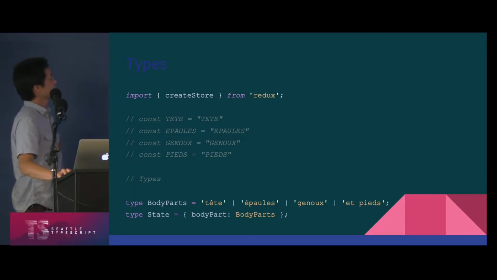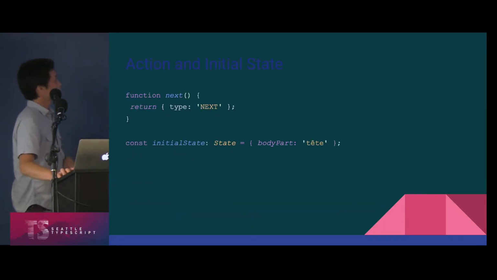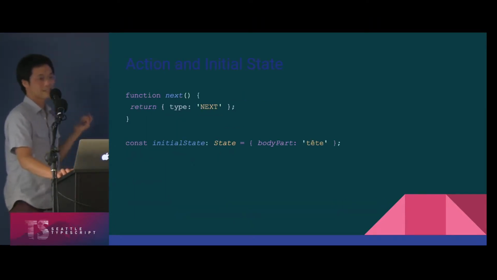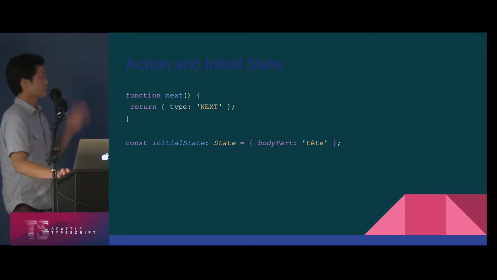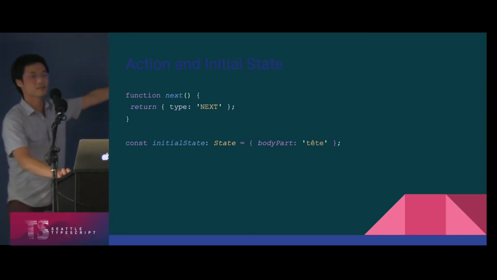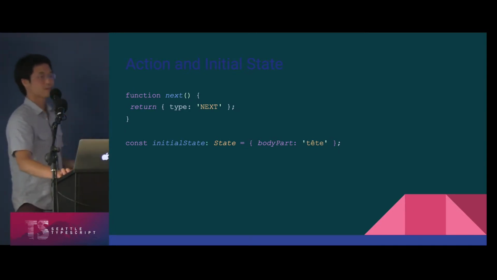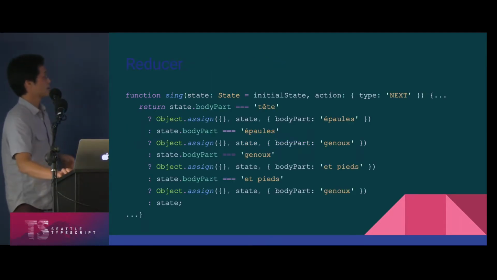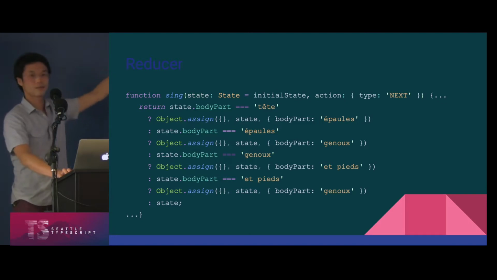Redux is made up of types, actions. So there's only going to be one action in this Redux store because we're doing something really simple. It's just a little example. It's just going to go next so that you start singing the song, and then you go to the next word in the song, and you start with head because that's how the song starts. And then your reducer just returns the next value.